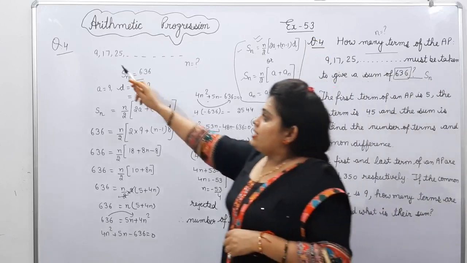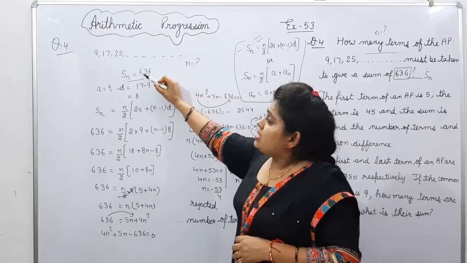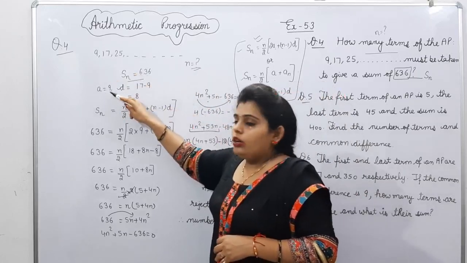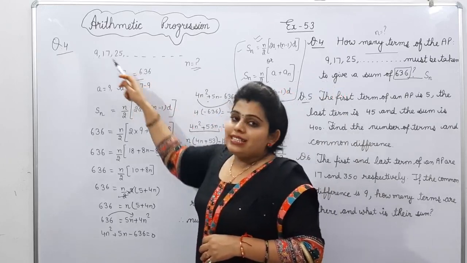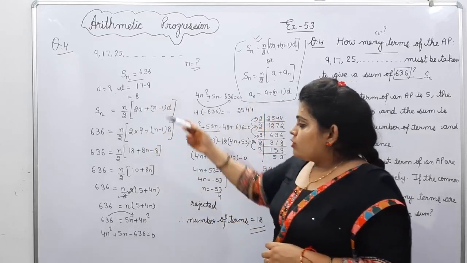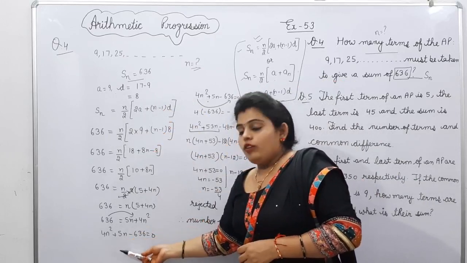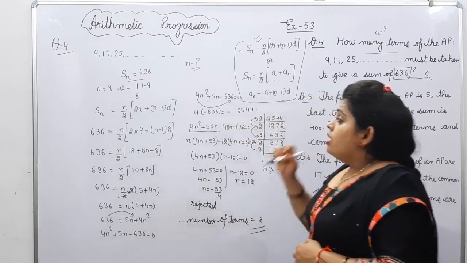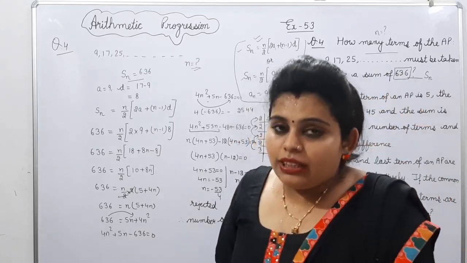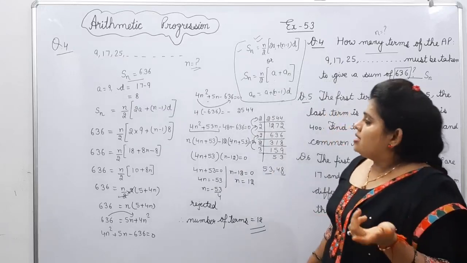Now in this question what is given? AP is given 9, 17, 25 and so on, and Sn is given, and we have to find the value of n. So from here we get a is equal to 9, d is equal to 17 minus 9, means 8. Using Sn formula we have to find the value of n. So on calculation we get a quadratic equation 4n square plus 5n minus 636 is equal to 0. Now we have to solve this quadratic equation by using middle term splitting method or by quadratic formula. We can use any of these two methods.